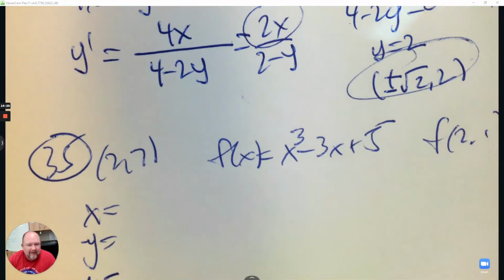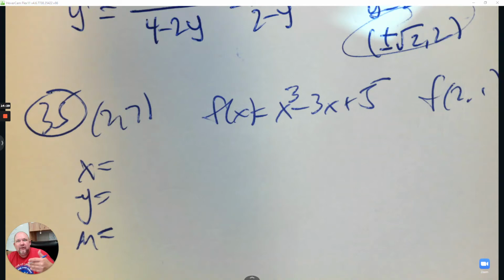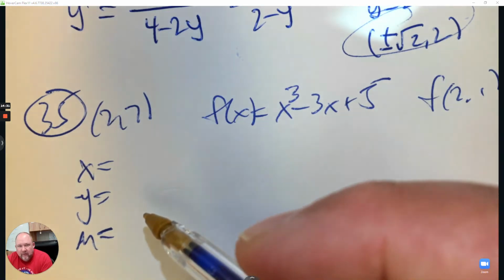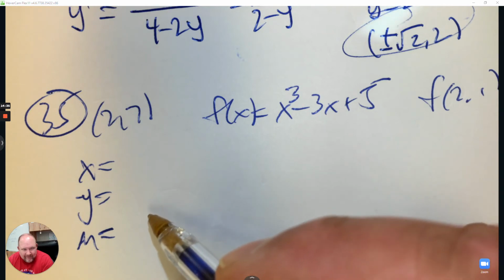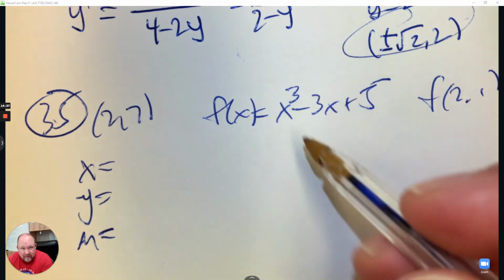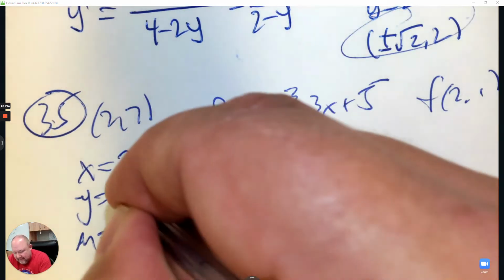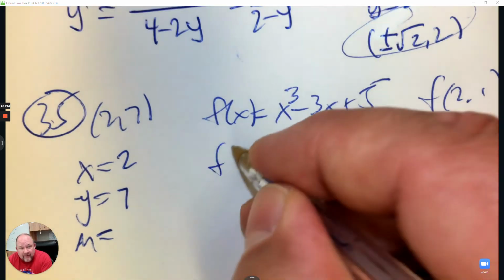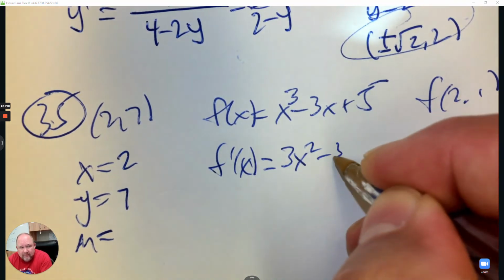Number 35, write it down, and you need to do your best first. And then as you press play, once you are understanding it better, you should still press pause and try to be as independent as you can. This is a linearization question where we use the tangent line to estimate. So to find the tangent line, the x and the y are right there. We need to find the derivative to find the slope of the line. So that's 3x squared minus 3.